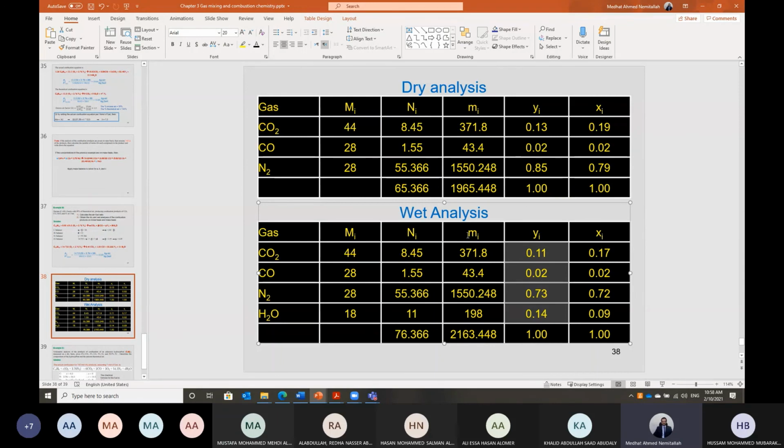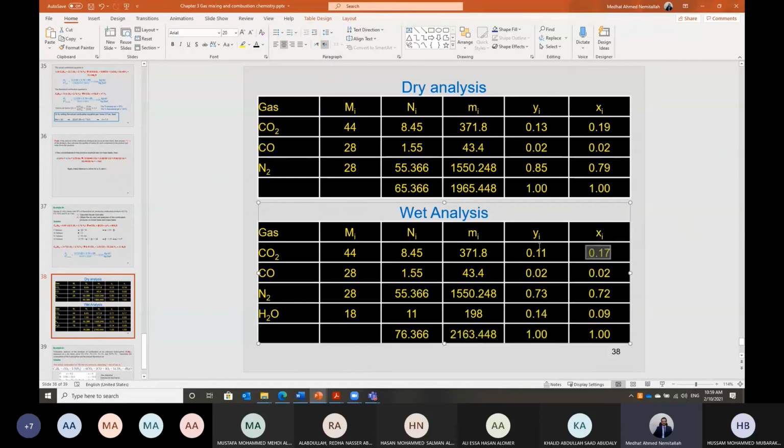For the mass, we can get the mass for each component. Mass will be equal to the molecular weight multiplied by the number of moles for each component. Do it for all components. Then we can calculate the total mass in this case. Then we can calculate the mass fraction, which is the mass of each component divided by the total mass. We can get the mass fraction in this case.